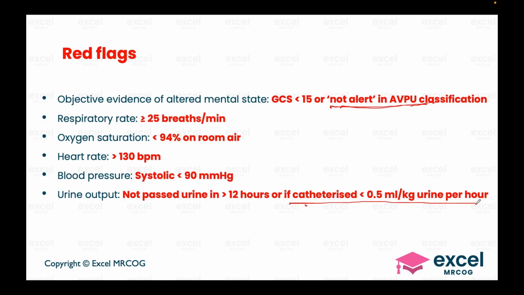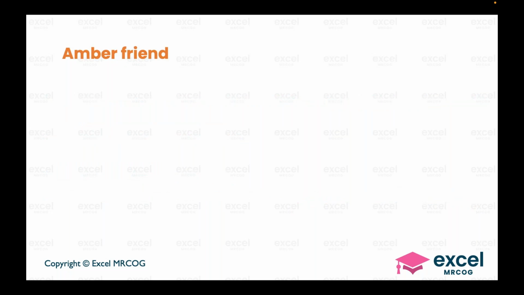You may need to say the steps that you would take in order to treat this particular patient. So remember, she's not alert. She is tachypnoeic, with a respiratory rate of 25 or more. Saturation is less than 94. Heart rate more than 130. Systolic less than 90. And she's not passed urine in more than 12 hours, or if catheterized, it is less than 0.5 ml per kg. These are red flags.